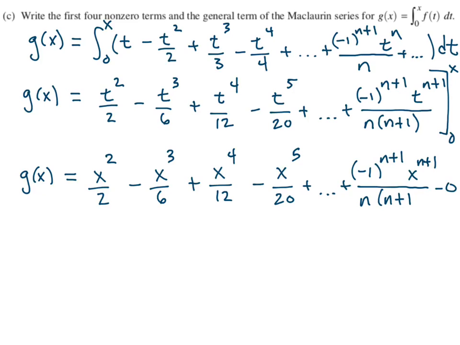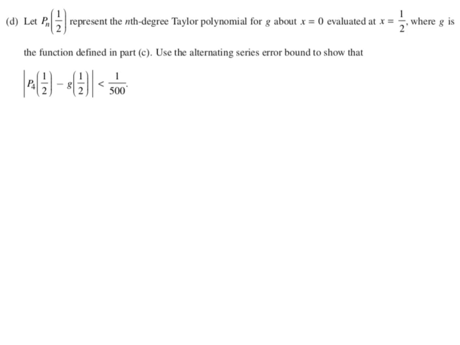In part D, they say let p sub n of 1/2 represent the nth degree Taylor polynomial for g, evaluated at 1/2. So g is the function we found in part C, so we just found that. So they say use the alternating series error bound to show that, this is always kind of a mouthful, but it's saying that the actual value using the fourth degree polynomial at 1/2 versus the actual function value. The difference between those two is your error, or whatever your approximation is going to be. They want us to show that's less than 1 over 500.